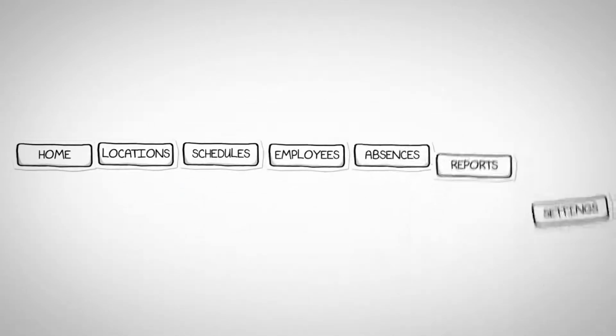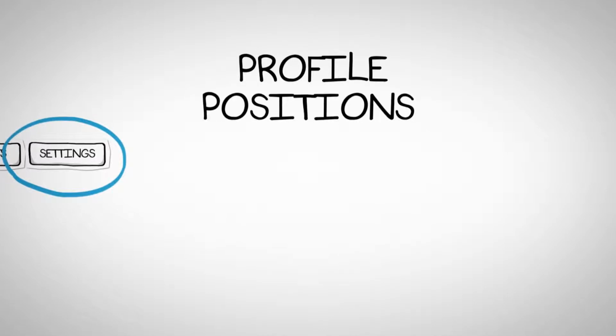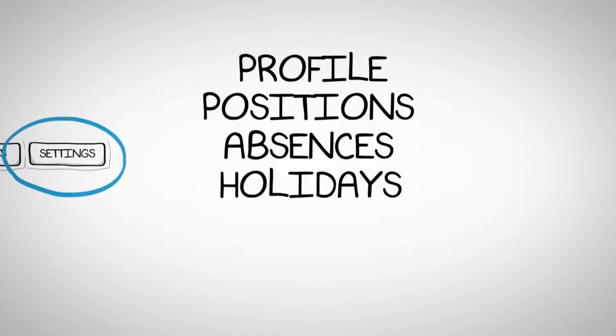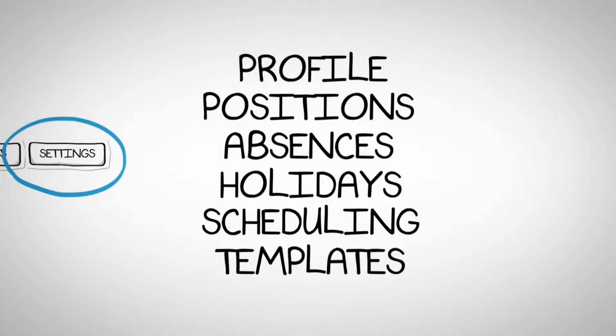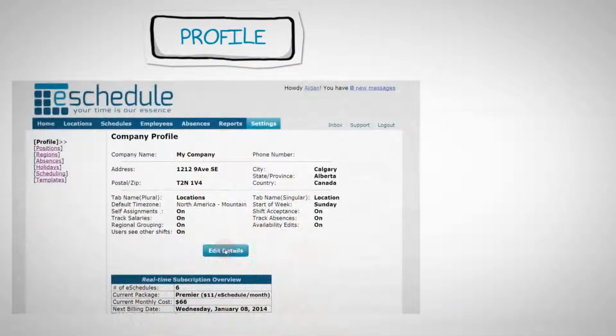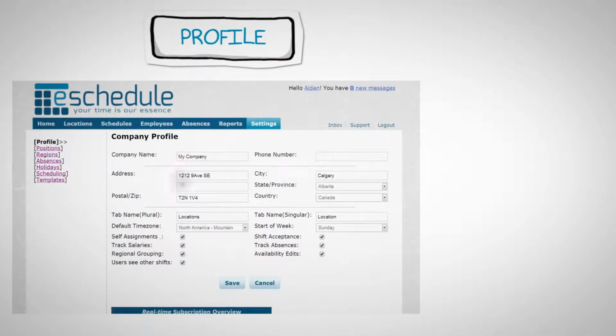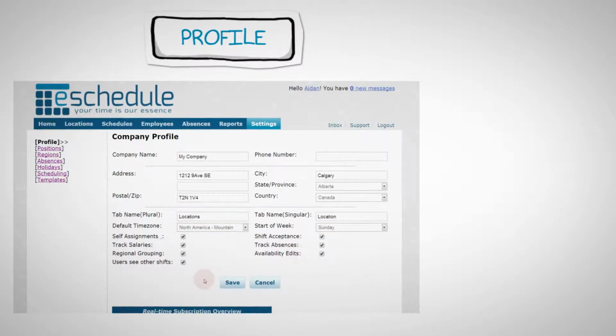Next, we want to navigate to the Settings page, where we are able to customize our account features, add positions, set absence and holiday types, adjust schedule restrictions, and create templates. The first page we see is our company profile. Click Edit Details. You may input your organization's main details here. This is where you can edit the name of the Locations tab we clicked earlier, adjust the time zone, and choose which day of the week your calendar will start on.